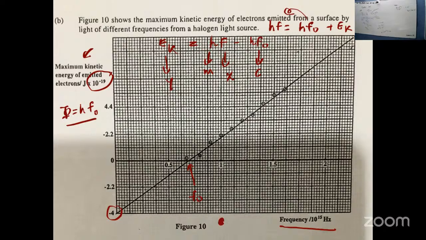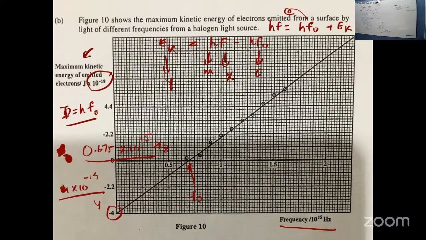Right, so from reading off here, and we have to use this value earlier, f naught is equal to 0.67 times 10 to the 15. That's the threshold from the graph. The work function, we just read it off. The work function is 4 times 10 to the minus 19.